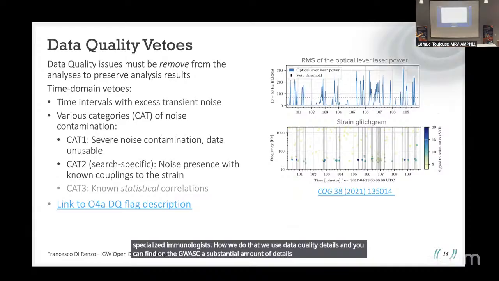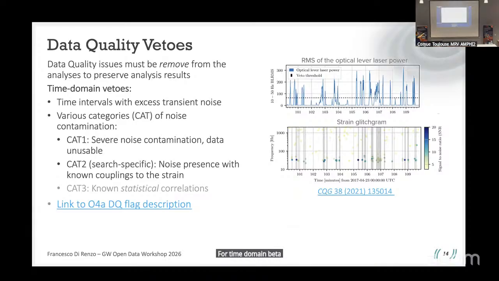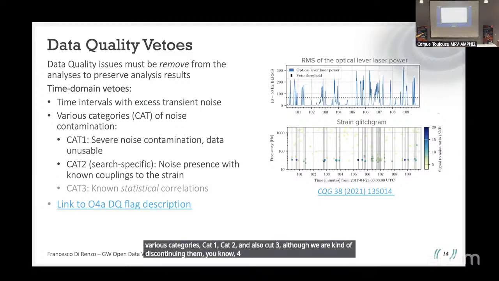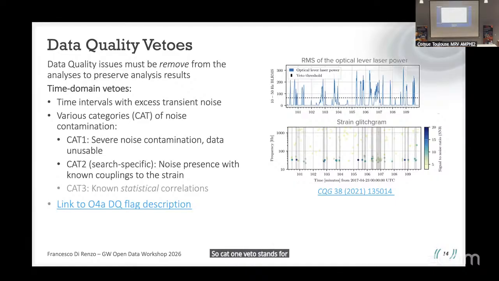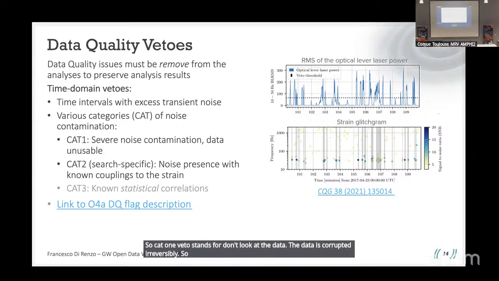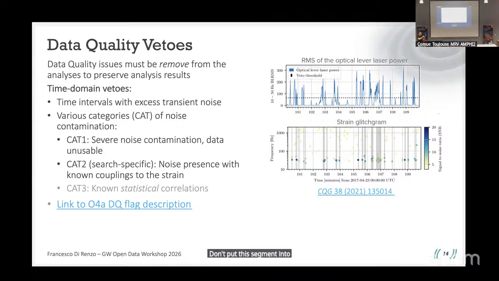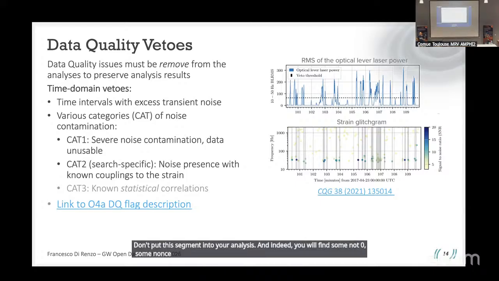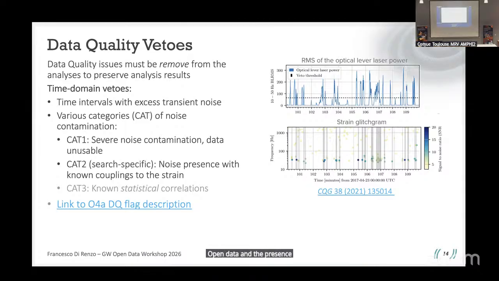For time domain betas, we divide them in various categories, Cat1, Cat2, and also Cat3, although we are kind of discontinuing them in O4. So this is why it is in gray. Cat1 beta stands for don't look at the data. The data is corrupted irreversibly, so don't put this segment into your analysis. And indeed, you will find some not zeroed, some nonsense in your data if you look at open data in the presence of the Cat1s.